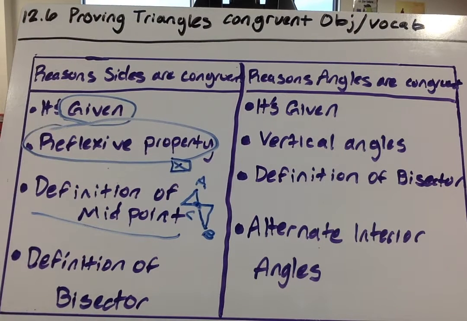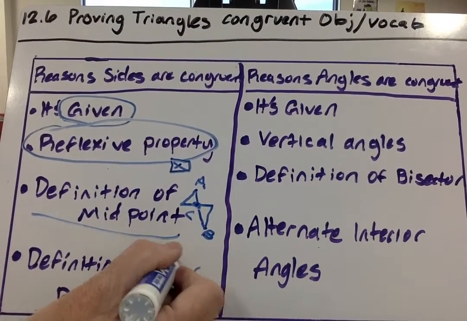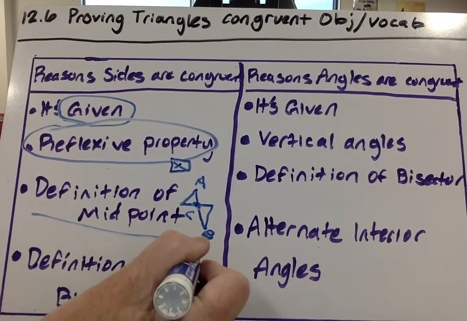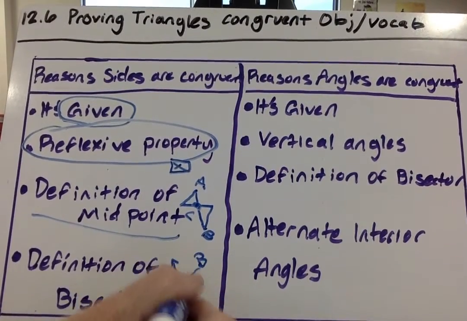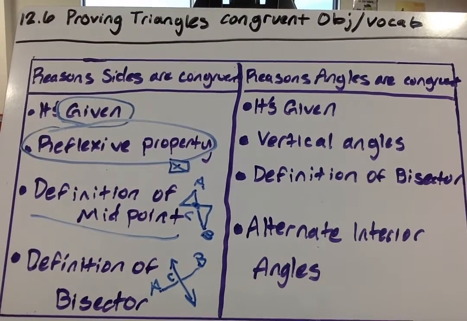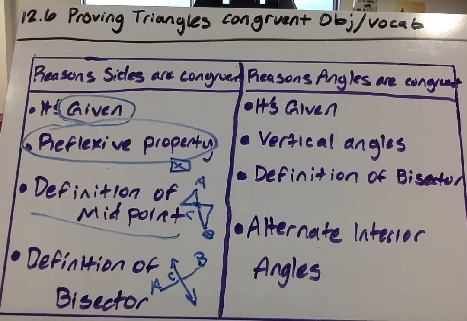Definition of bisector: if I have a line and I say this line bisects that line right there, I could say that AC is congruent to CB because that bisects the line. So those are the four reasons you want to say a side is congruent. Next, the reasons angles are congruent.